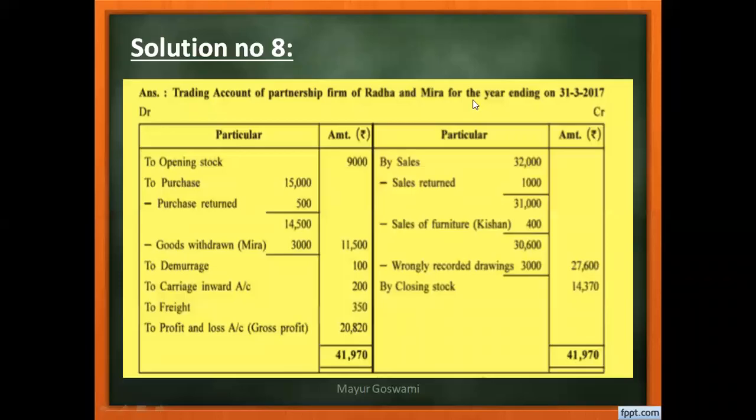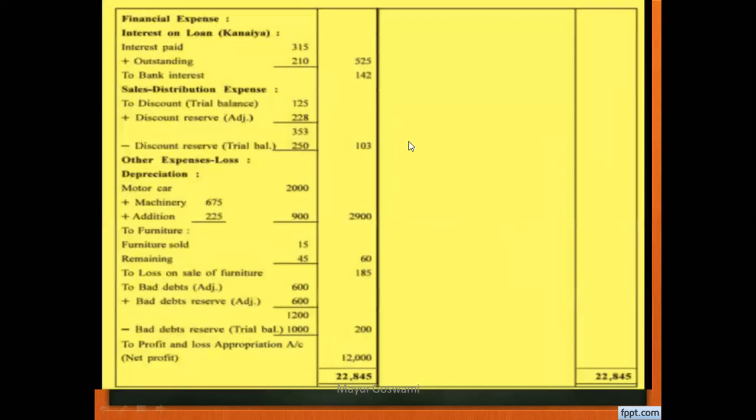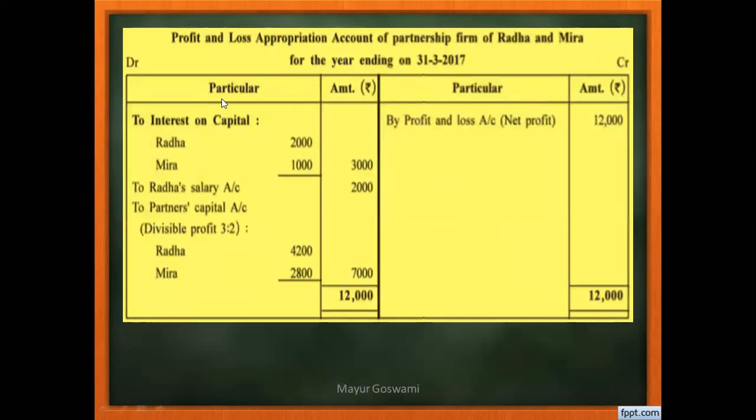So first of all, in the trial balance, illustration number 8 of partnership final account, there are two partners, Radha and Meera, and their profit sharing is given, which is 3:2, right? So in the trial balance, firstly, we have given capital. As we are not preparing the capital account, this capital is transferred to where? Balance sheet liability side. Liabilities.